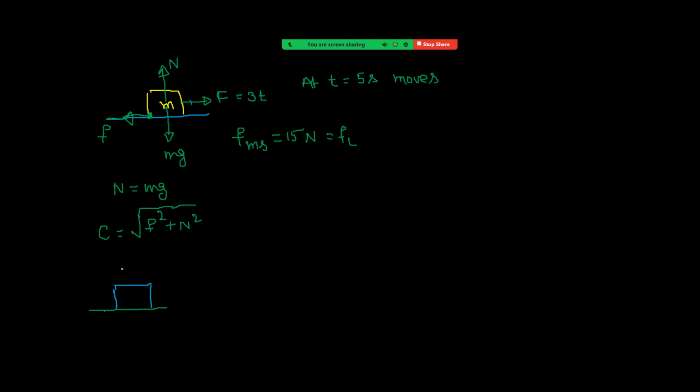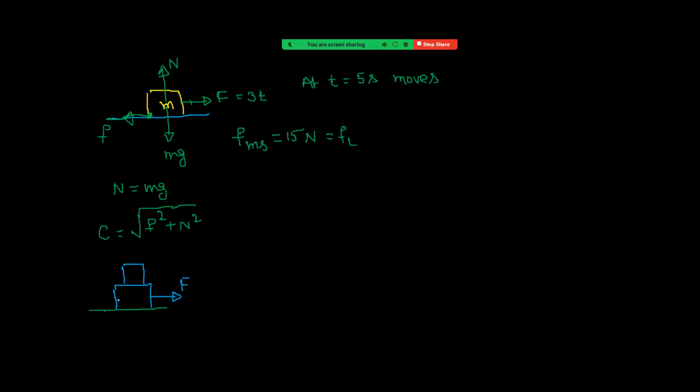Let us take block on block. Suppose we apply force on the lower block. Assume that both the blocks are moving as a whole. It means there is no slipping between the blocks. We are applying force on the lower block.